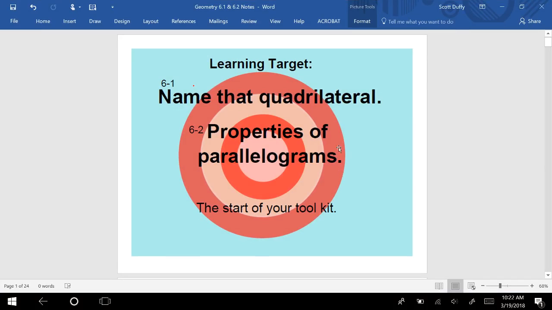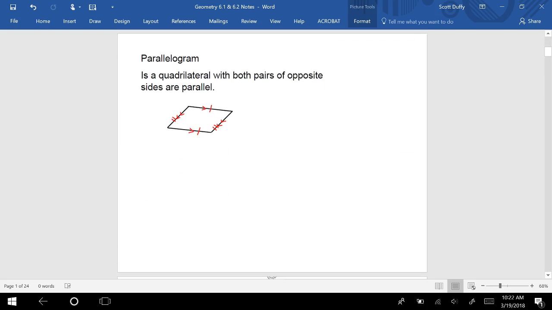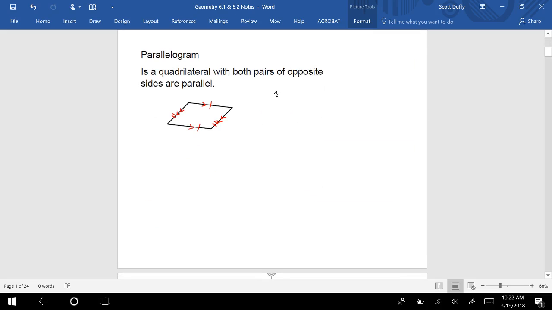Today we're going to start chapter 6, being able to name quadrilaterals, and then also know the properties of parallelograms. A parallelogram is a quadrilateral with both pairs of opposite sides being parallel. And then opposite sides are also going to be congruent. That's another thing that we can see. So those parallel opposite lines are also congruent.